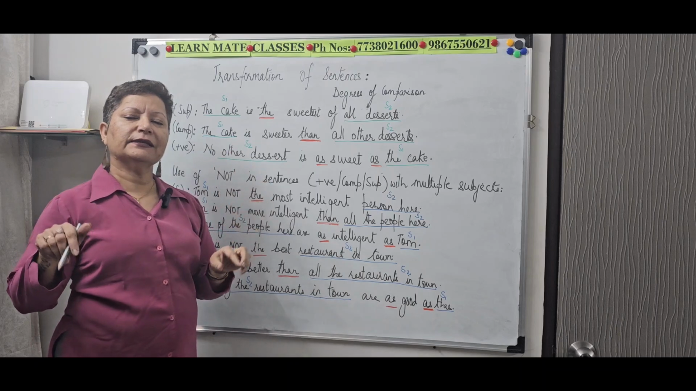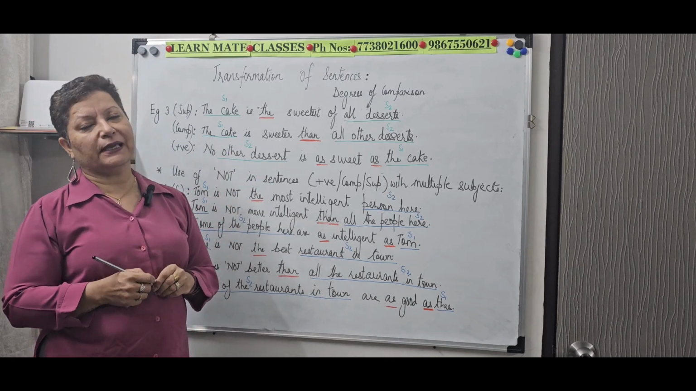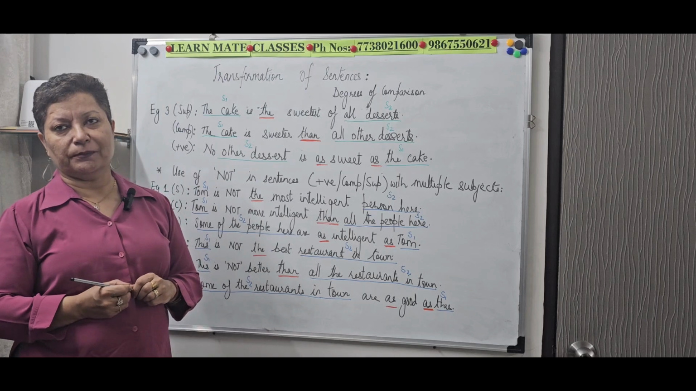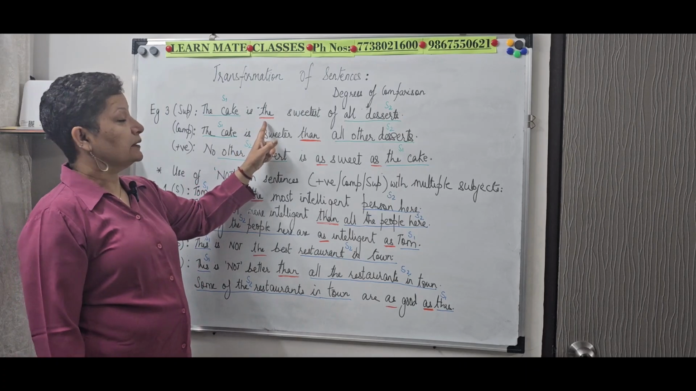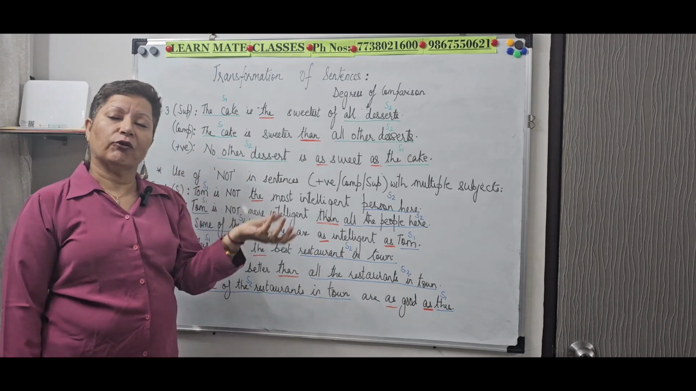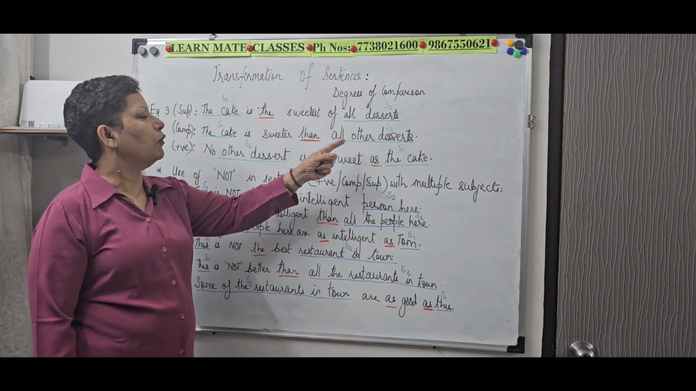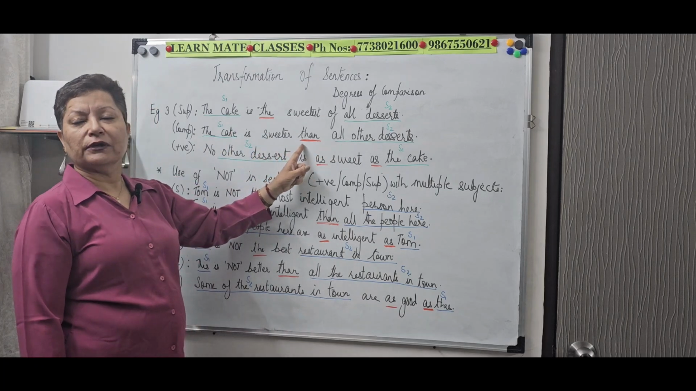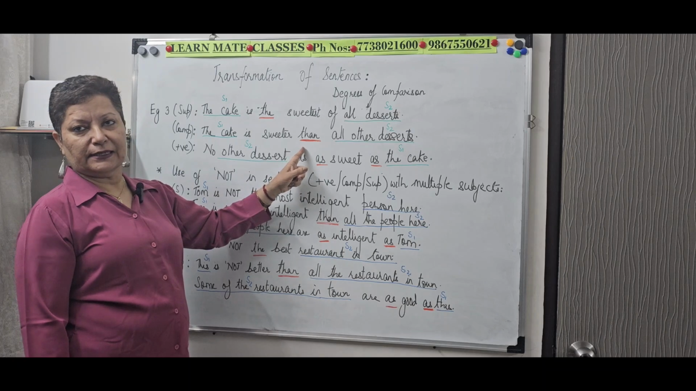So the desserts, all the desserts together form a group, and one out of them, that is the cake, is the sweetest of all of them. So you can see for the superlative, I used the word the. If I then have to say that it's sweeter than all the other desserts, so the cake is sweeter than all other desserts. And for using the comparative degree, my word than appears in the sentence.